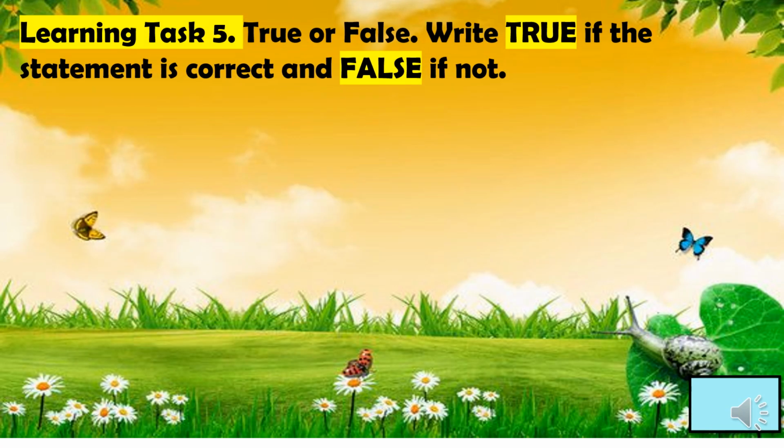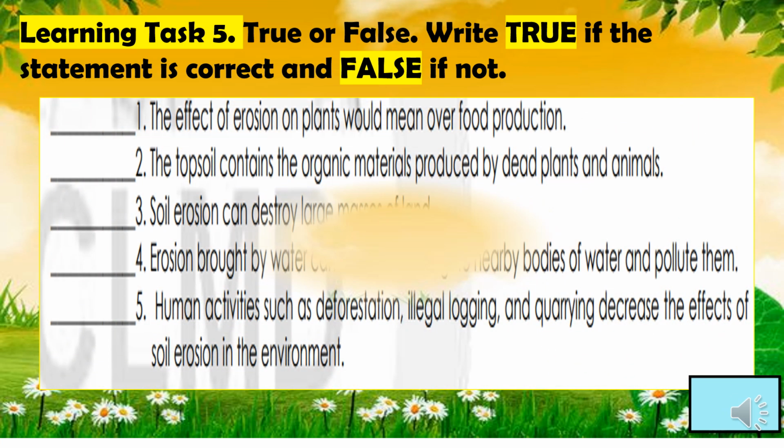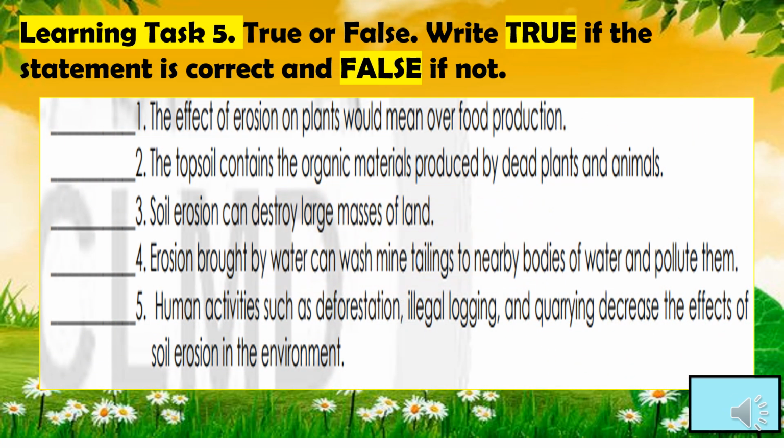For learning task 5, true or false? Write true if the statement is correct and false if not. For number 1, the effect of erosion on plants would mean more food production. Number 2, the topsoil contains the organic materials produced by dead plants and animals.